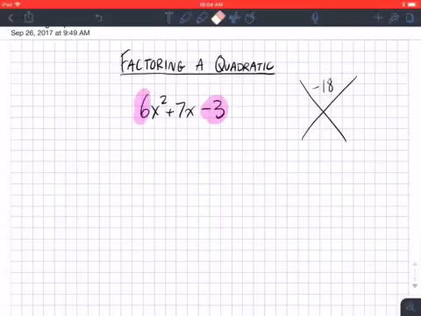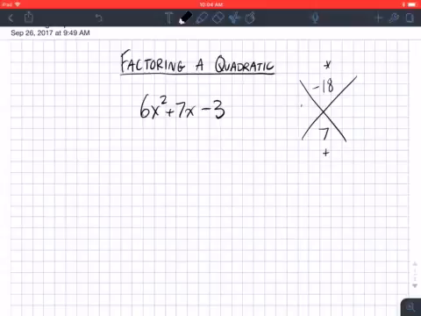And then we're going to take the coefficient of the x, which is 7, and that's going to go at the bottom of our cross. And so we're looking for two numbers that multiply to get negative 18, but add to get 7. The reason why this works is we're going to try to factor by grouping. So we need this to work out nicely, and then we can factor it all by grouping later.